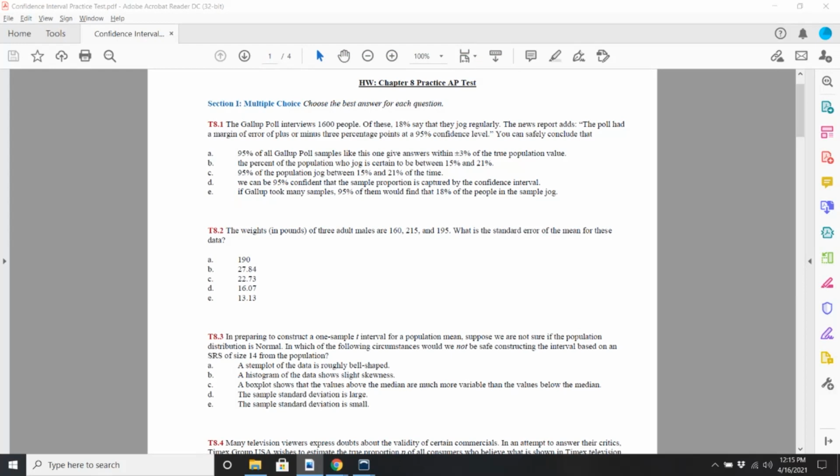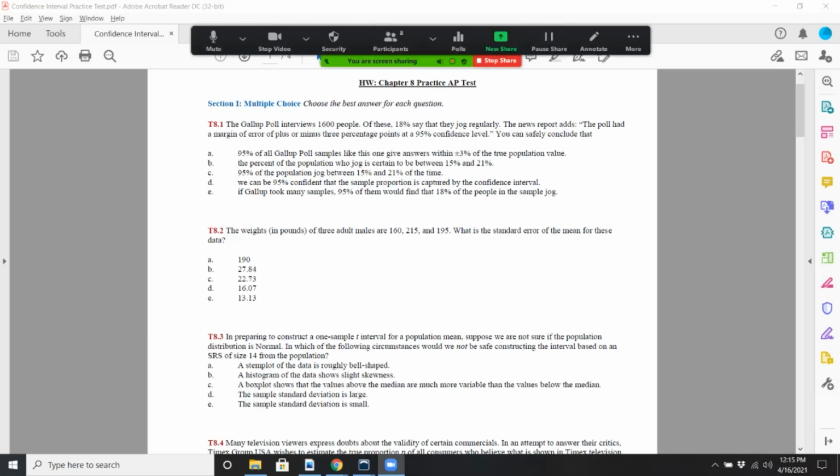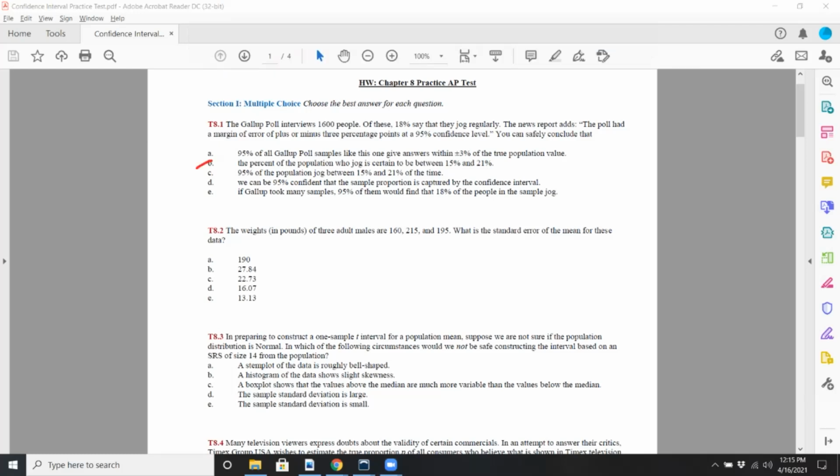So in this case, if you look at A, 95% of all Gallup poll samples like this one give answers within plus or minus 3% of the true population value. The percent of the population that jog is certain to be, definitely it's not B. That's not really quite where we're saying the confidence interval is. It's not a probability, so C is out. We can be 95% confident the sample proportion is captured. That does look pretty good because that's kind of what we're trying to say there.